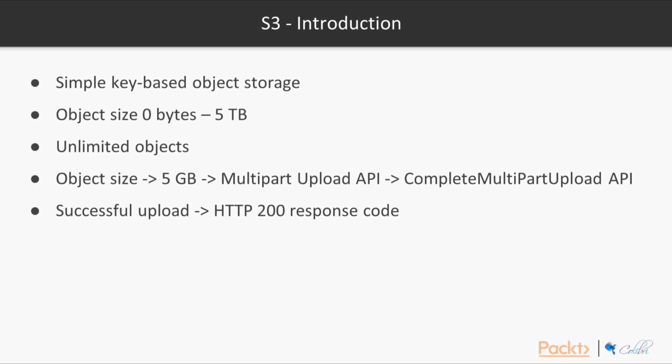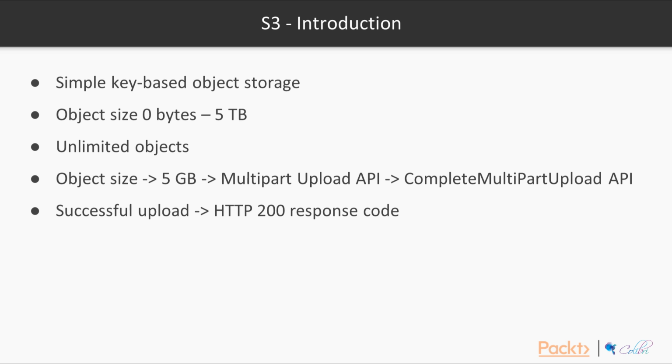So Amazon S3 is a simple key-based object store. So think about this in terms of files. Every object that you upload to Amazon S3 has a key, and that's the file name, and the object, which is the data, which is just a binary blob. And objects can be sized anywhere between 0 bytes and 5 terabytes. And you can have an unlimited number of objects in a single bucket.